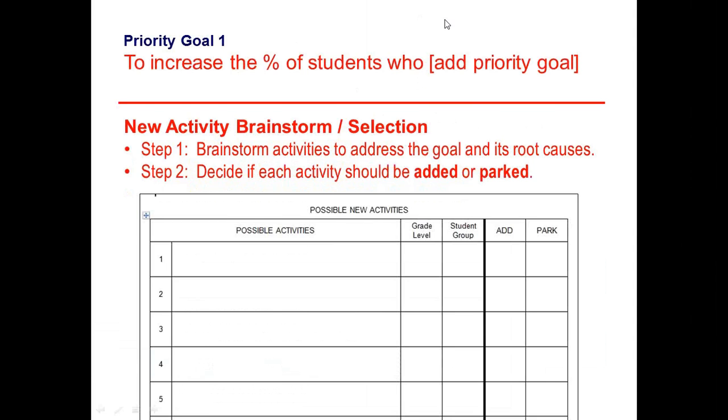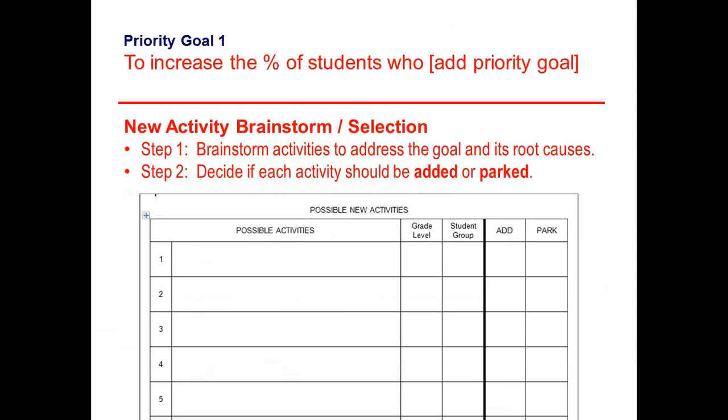Again, you're adding the first goal up here, and now we're just going to do a brainstorm. This is a poster that you have, so you can be writing up people's ideas as you go. After the poster is finished, you're just going to decide, is each of these activities something that we should do, or is it something that should be parked? It may be that you all decide we're not going to do any new activities. The ones we have seem to be working. We think we just need to expand them a little bit. So you don't have to add new activities, although I think most schools do for their priority goals.